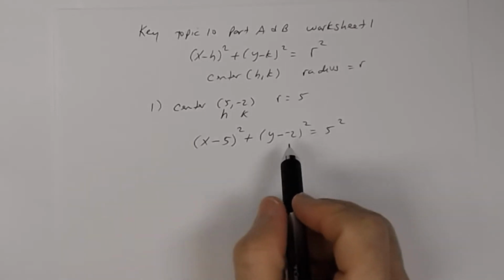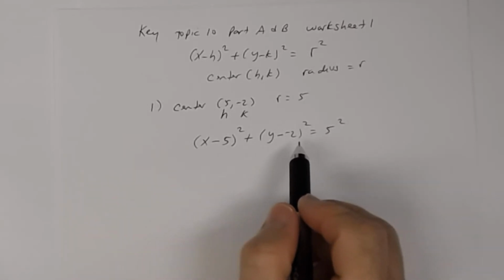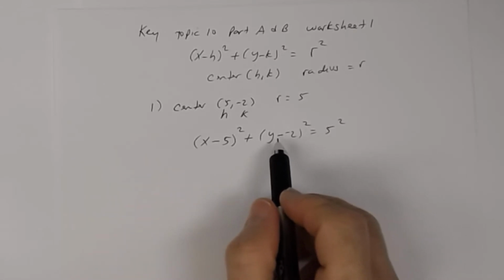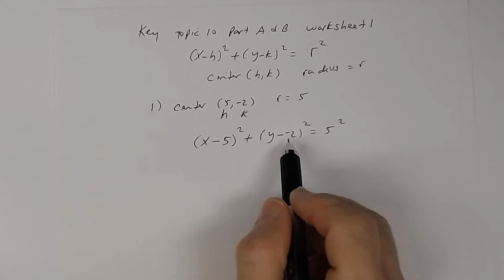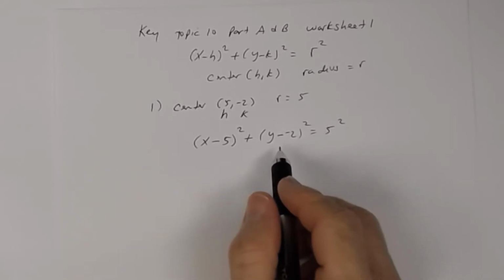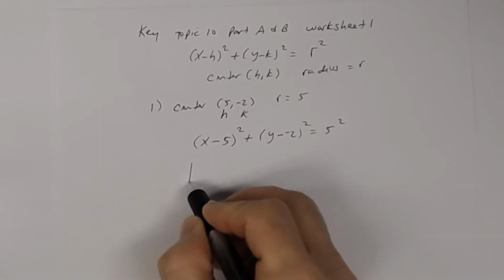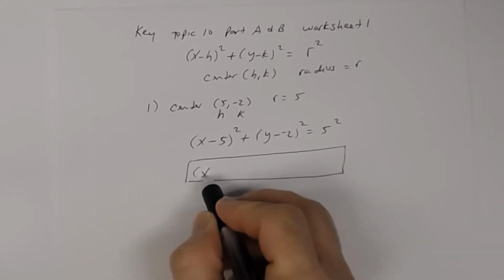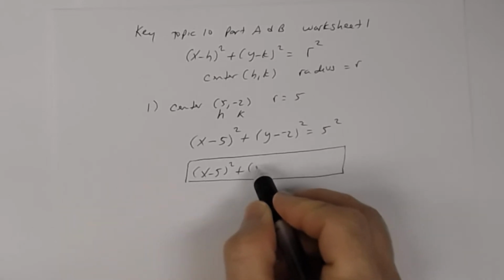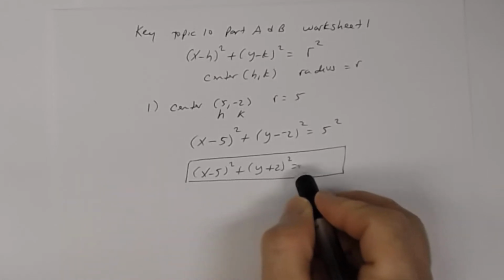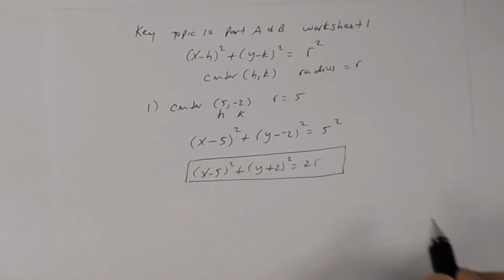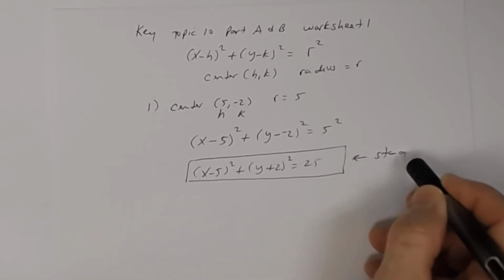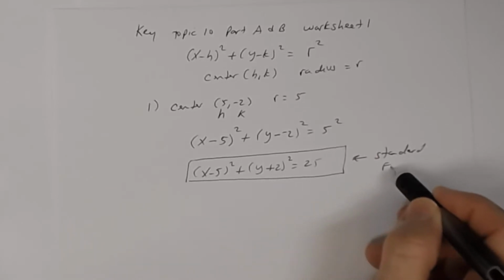Okay, so in your lessons, you learned that you need to go further if possible. So in other words, you all know that y subtract a negative 2 is y plus 2. So you have to write it like that. So the answer you are going to write will be: (x minus 5) squared plus (y plus 2) squared equals, and then 5 squared is 25. So that's the answer. Okay? So that's the standard form that you're going to write.